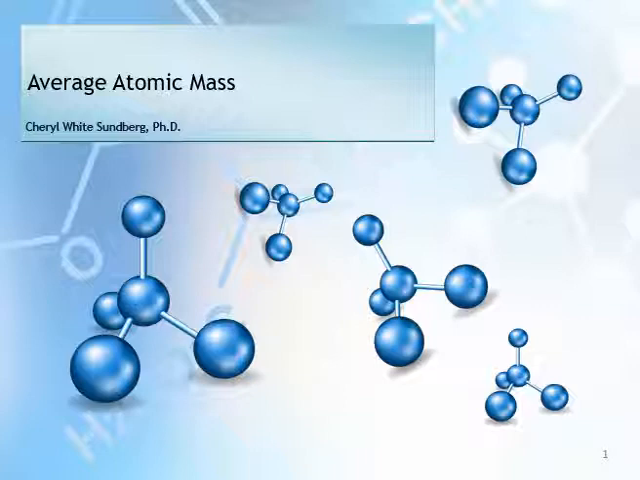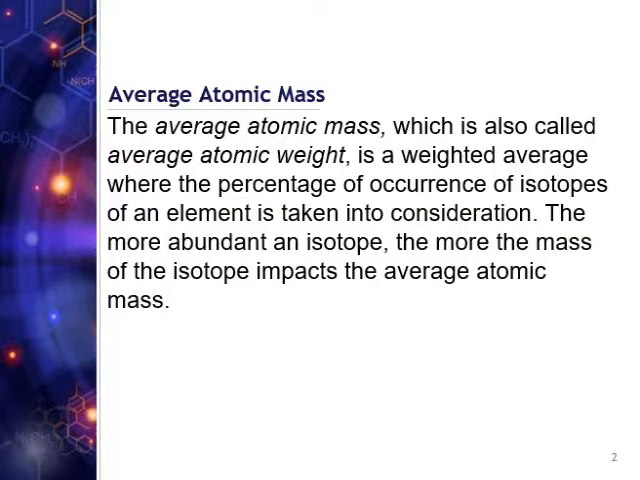Average atomic mass. The average atomic mass, which is also called the average atomic weight, is a weighted average where the percentage of occurrence of isotopes of an element is taken into consideration. The more abundant an isotope, the more the mass of the isotope impacts the average atomic mass.